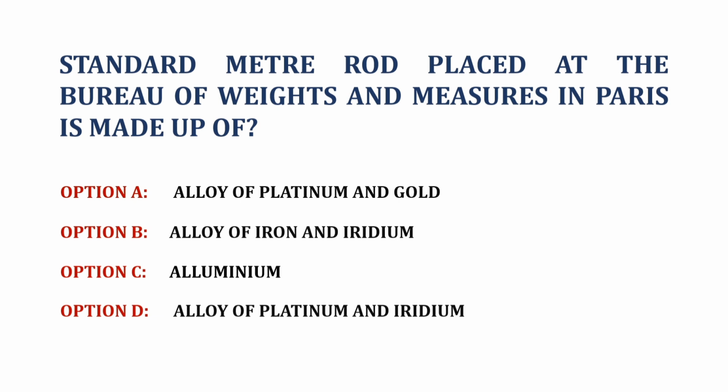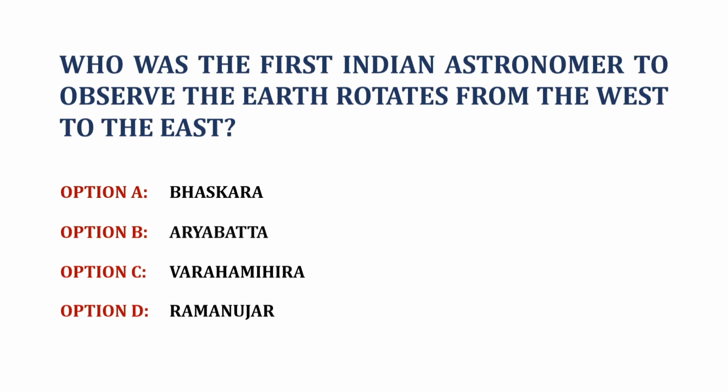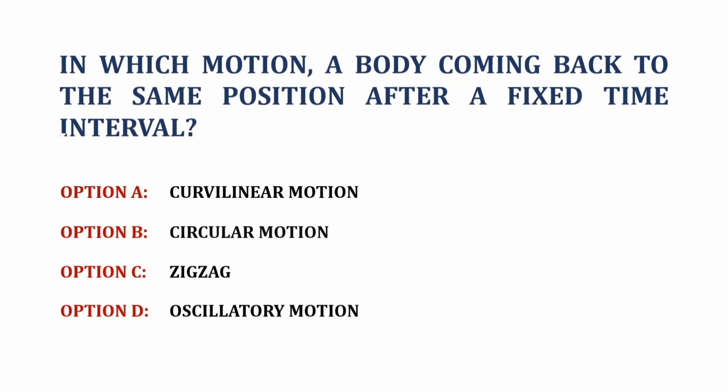The standard meter rod placed at the Bureau of Weights and Measures in Paris is made up of option D, alloy of platinum and iridium. Who was the first Indian astronomer to observe the Earth rotates from the west to the east? Option B, Aryabhatta.